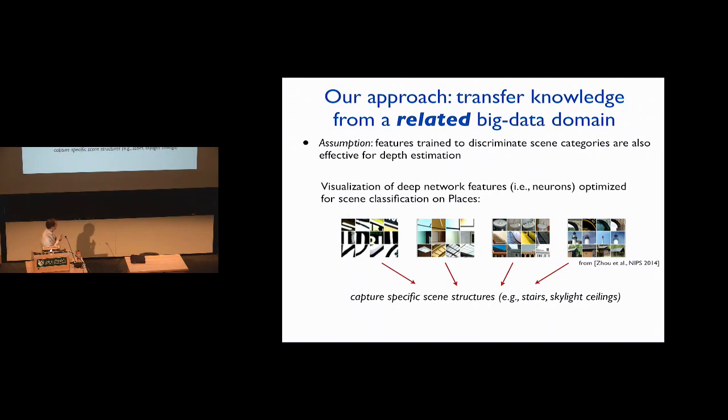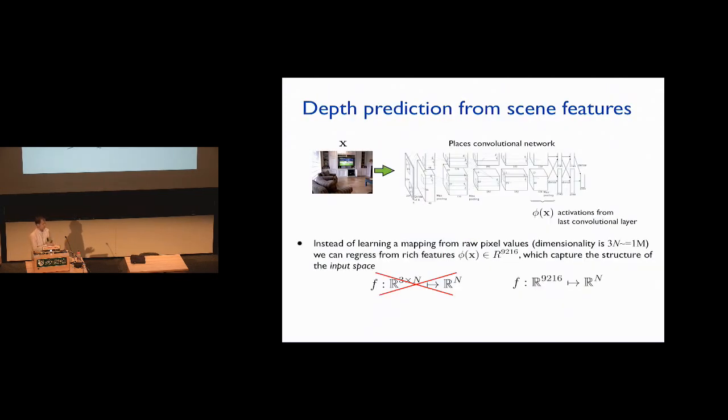And it's clear that each neuron has been trained to recognize a particular scene structure in the photo. For example, we see that this particular neuron recognizes the presence of a slanted skylight ceiling. This other neuron recognizes staircases, and so on. But that's precisely the kind of scene structure that we need to estimate in order to perform depth prediction. So based on this intuition, we propose to use as features for our regression problem the neurons obtained from this scene classification network. In particular, we use as a feature vector the activations from the last convolutional layer of this deep network.